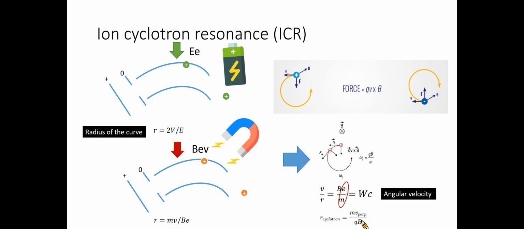Some very basic observations can be made based on these relationships. First, heavy ions will orbit with lower frequencies than light ions. Second, heavy ions will orbit with larger radius than light ions, all else being equal. Third, larger magnetic fields induce higher cyclotron frequencies and smaller radius.